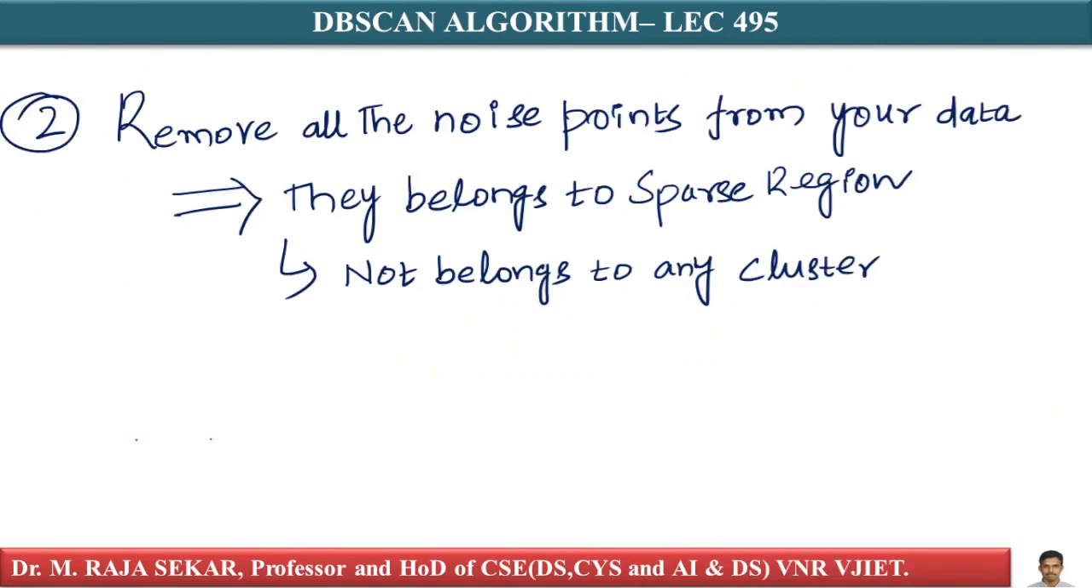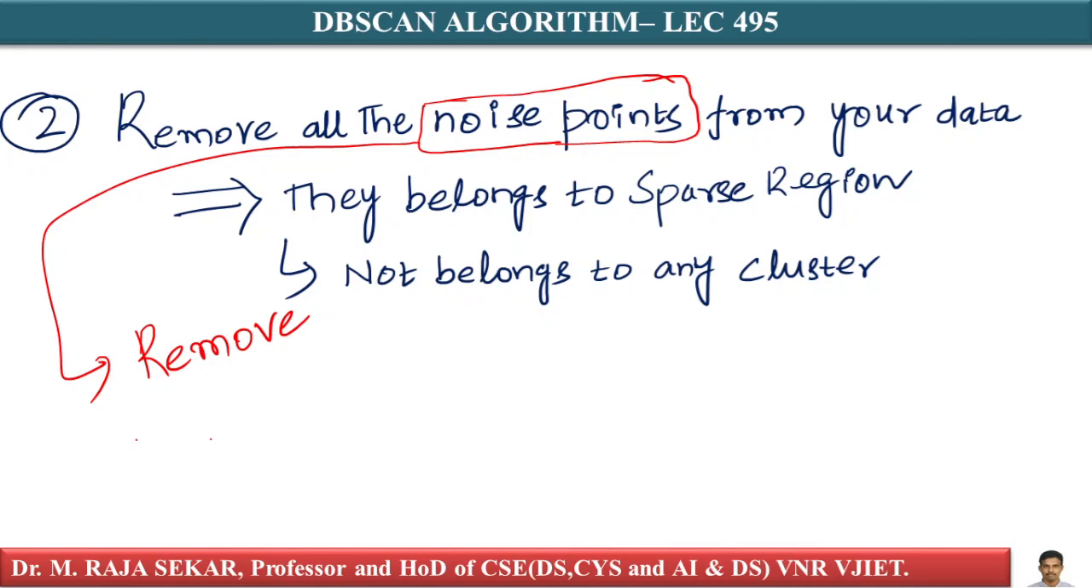The second step is to remove all the noise points from your dataset. So for every point you have said whether it is a core point, border point or noise point; remove all the noise points from your data, because noise points belong to sparse regions, which means they don't belong to any cluster. So they don't belong to any cluster, and hence we will remove them.